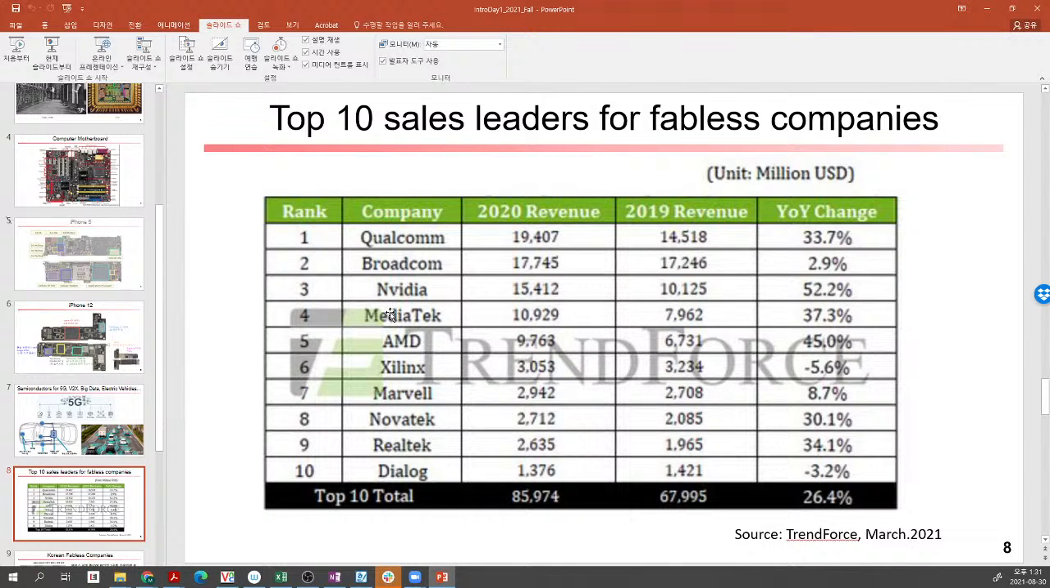Can you see any Korean company over here? Actually, there is none. You know that Samsung is number one in the semiconductor business, but they are doing best in the memory business, and they have their own fabrication factory, right? But all these companies don't have their own factory. They just have the manpower to design all different kinds of circuits.